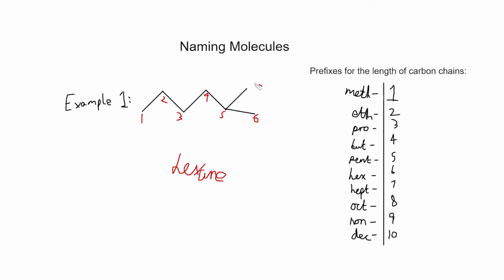How do we add this branch up here into the name? Well, first we look at how many carbon atoms are in this branch. 1. So now we can add the prefix methyl onto our molecule's name at the front.